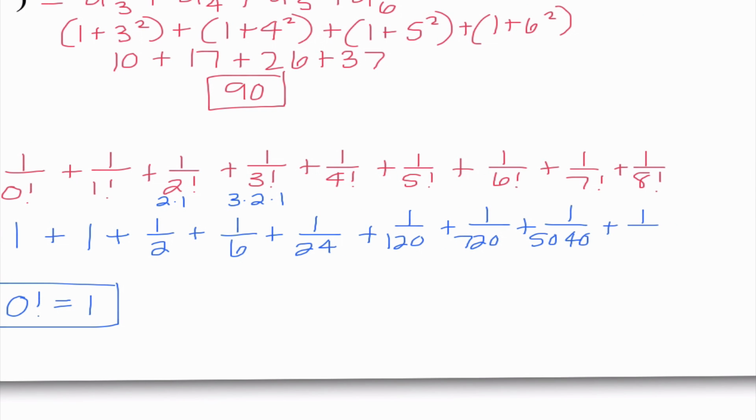It is 1 over 40,320. Now, when I add these all together in my calculator, it gives me a decimal value, and it will not convert this into a fraction because it is not a rational number. So my answer is going to be 2.718.